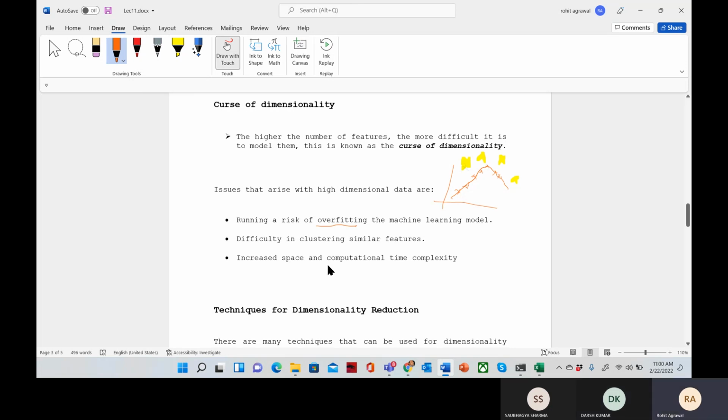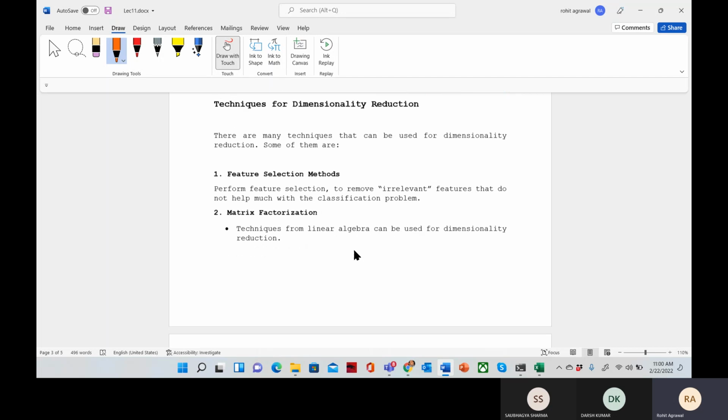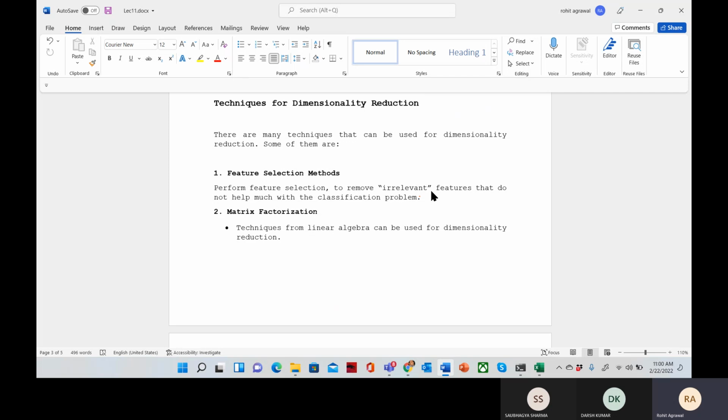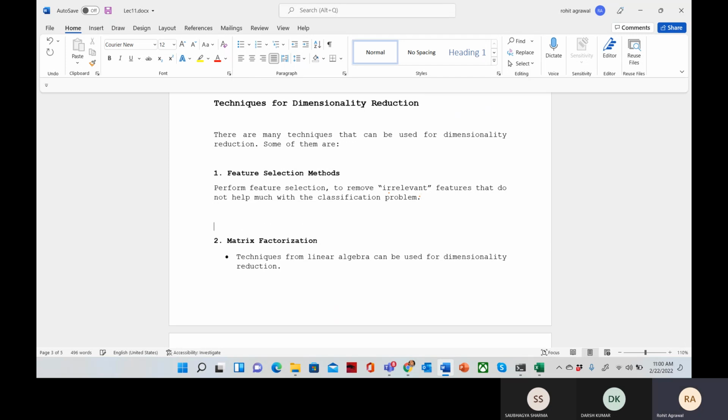Now next comes what techniques we can use for dimensionality reduction. The first one is feature selection. I will show you a research paper where I will show you how they selected some relevant features.